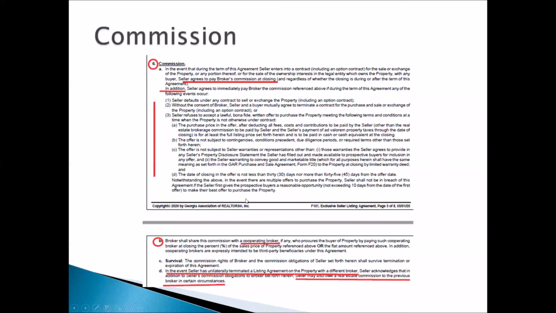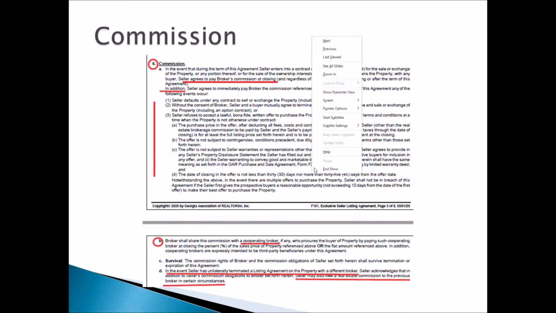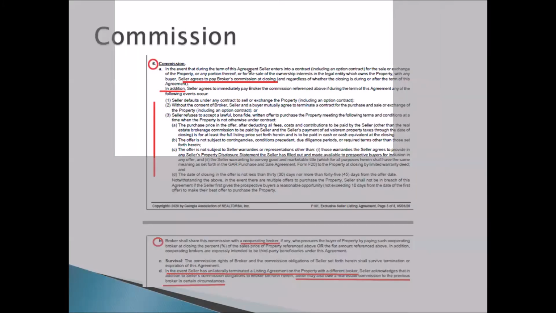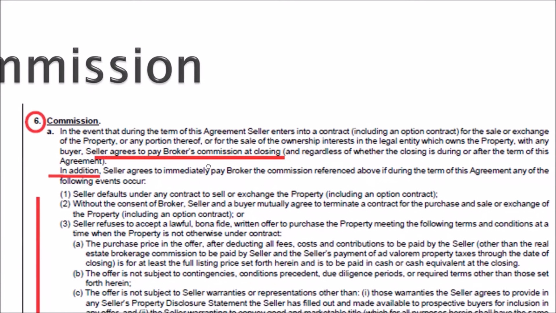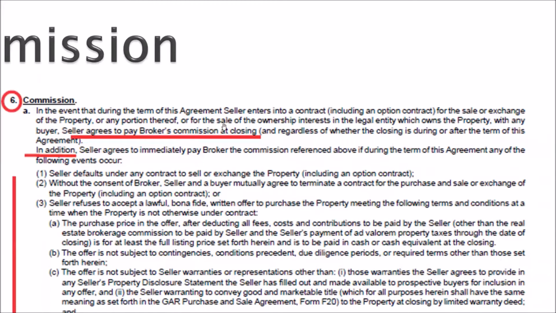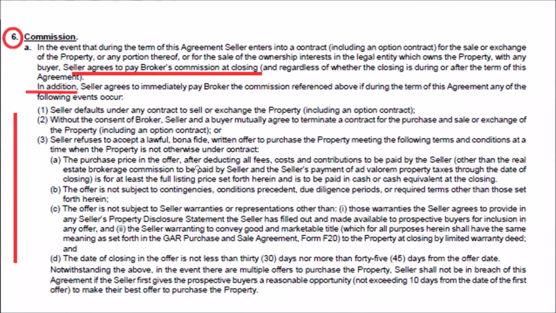Commission. Let's talk about commission. So here is where it's paragraph B6 where it talks about commission, and it states that if the seller enters into a contract, the seller agrees to pay the broker commission at closing. In addition, the seller agrees to pay the broker commission if any of these issues happen.